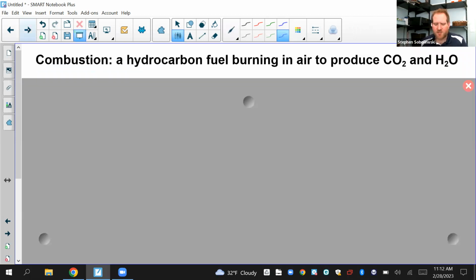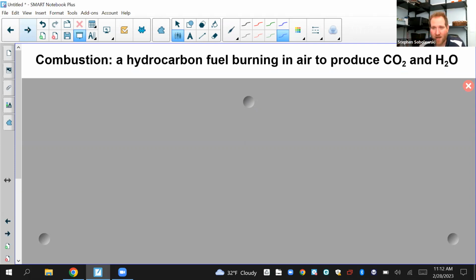All right. That leads us to combustion. Combustion is a reaction when a hydrocarbon fuel burns in air, meaning plus O2, to produce carbon dioxide and water. Now, these produce energy as well. That's why we do combustion reactions. But energy is usually not going to be included in this type of balanced chemical equation, because it's not matter.